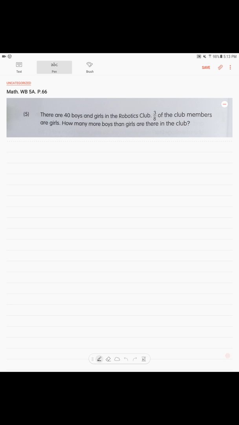Alright, so I'm going to show you two methods. So method number one, what you can do: one is the whole members of the club as a fraction, right? Minus 3/8, which are girls. Those are girls. You get the rest of the fraction are boys. So 5/8 of the club members are boys, right?